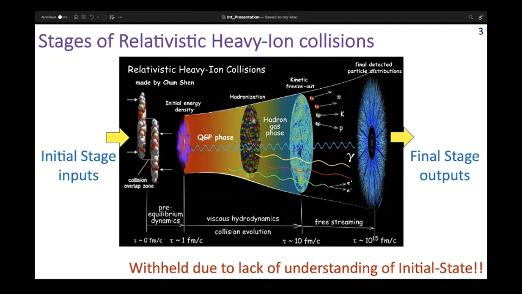form of particle spectra. Now, it's quite logical to say that if we don't understand our initial stage inputs, our understanding of final stage outputs will not be complete. So it's kind of important to understand all these initial stage inputs. In our case, these initial stage inputs are basically the energy deposition mechanism into the overlapping area. And the second thing is the nuclear structure of these colliding nuclei themselves.